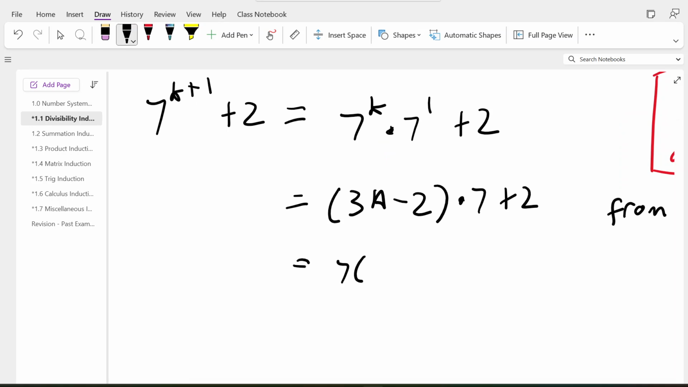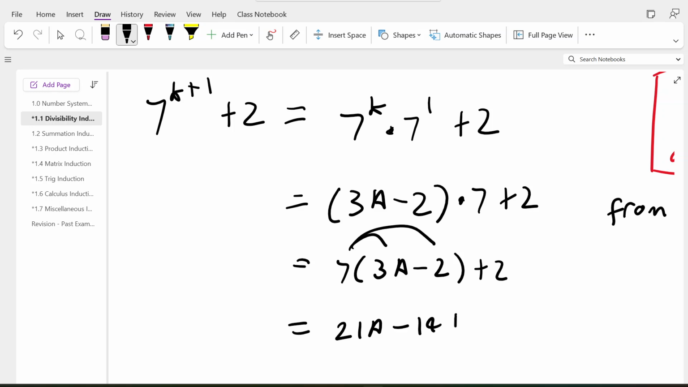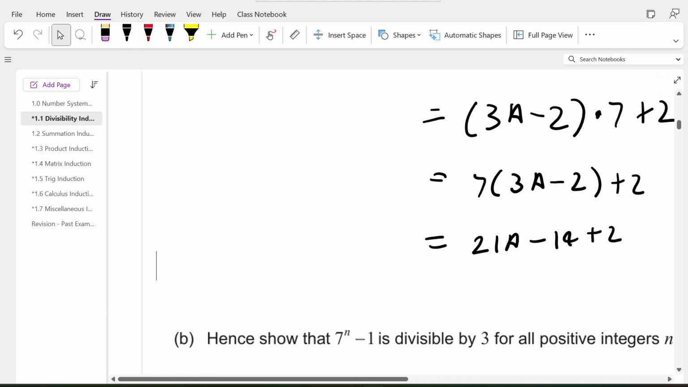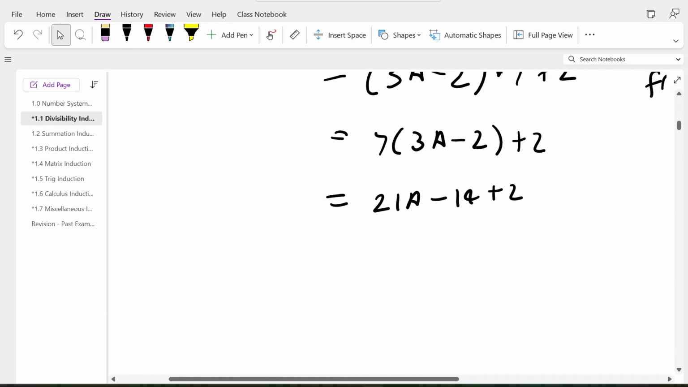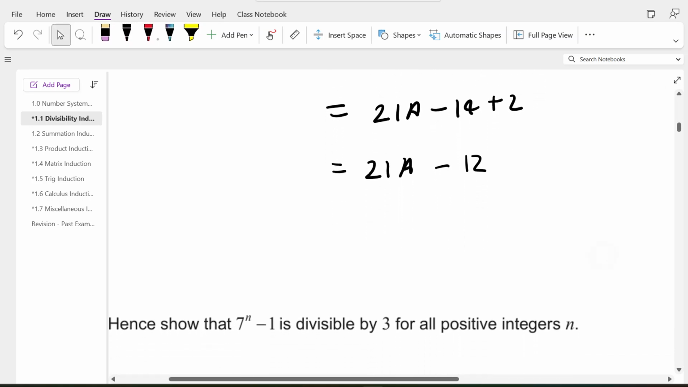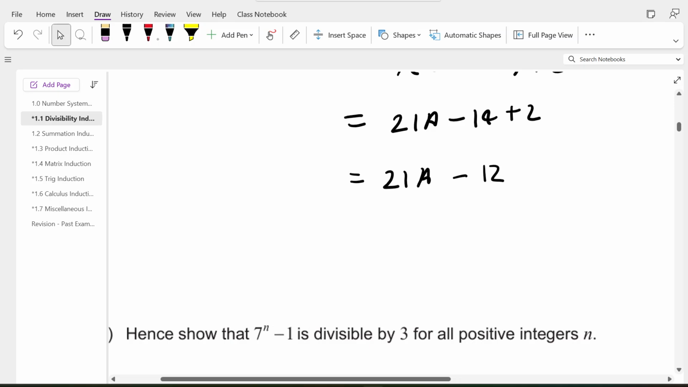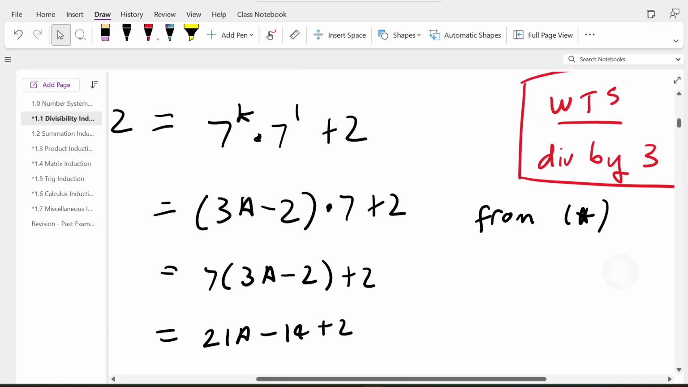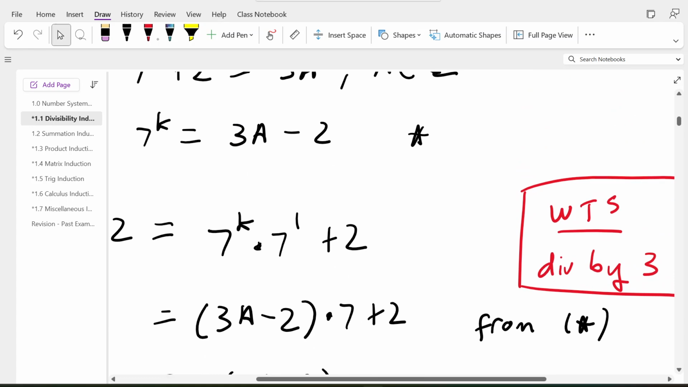So probably easiest if I write it like that, and then I FOIL it in. So I've got 7 lots of 3a, so that's 21a take 14, just like that. Okay, and then we can just collect like terms. So I've got this 21a term, and then it's just going to be taking away 12, just like that. Okay, beautiful. So if we're trying to show that something's divisible by 3, what does it mean for it to be divisible by 3?